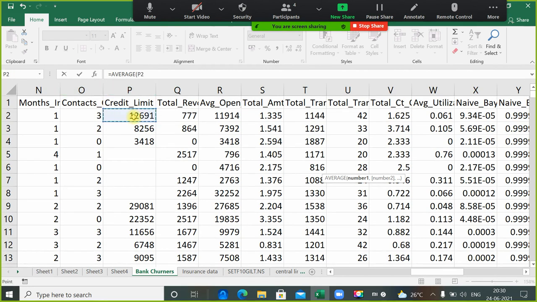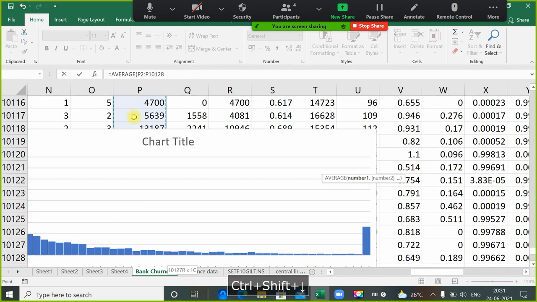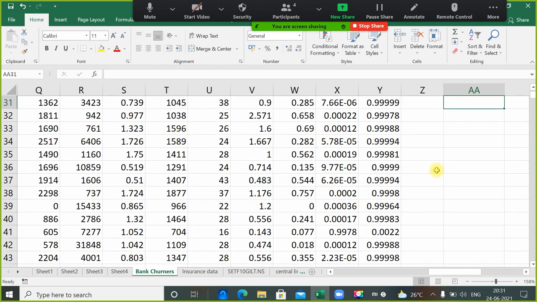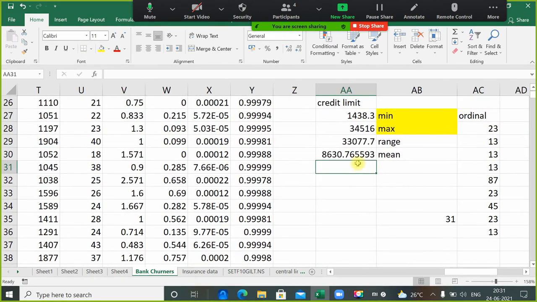Central. Okay, we know the average of the data is around 8,630. Minimum is around 1,400. Maximum is 34,000, and the range we are getting is around 33,000. In the sense, we are getting a wide range, near to the maximum value, which means it is widely distributed. The width of the data is very high.